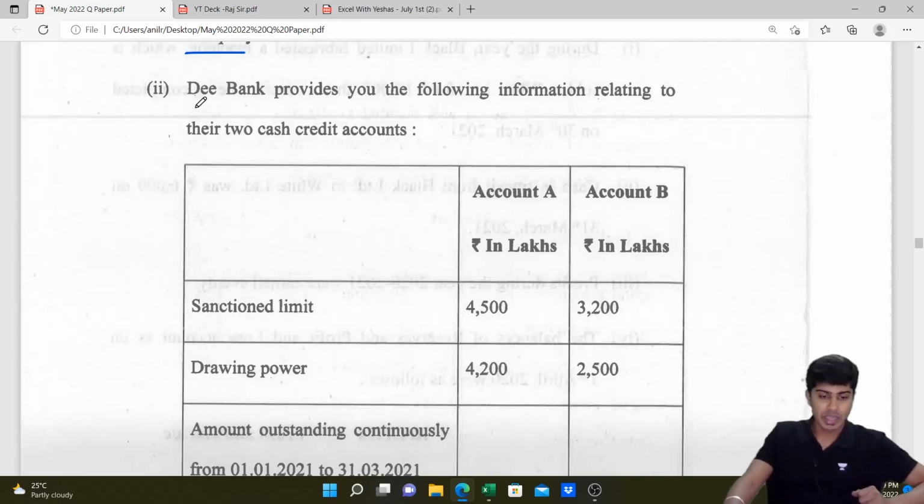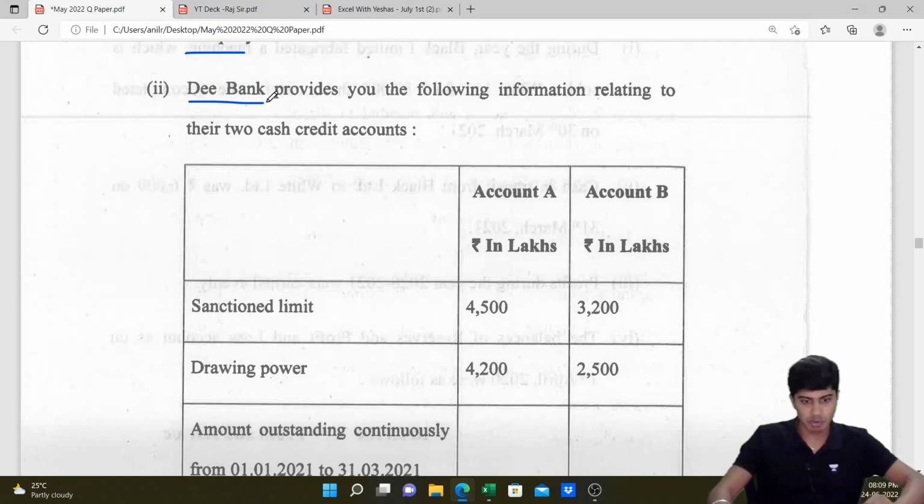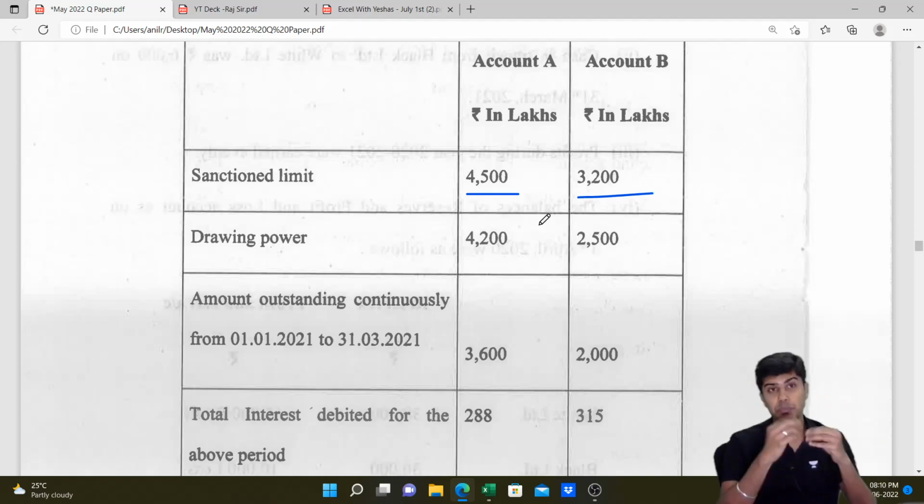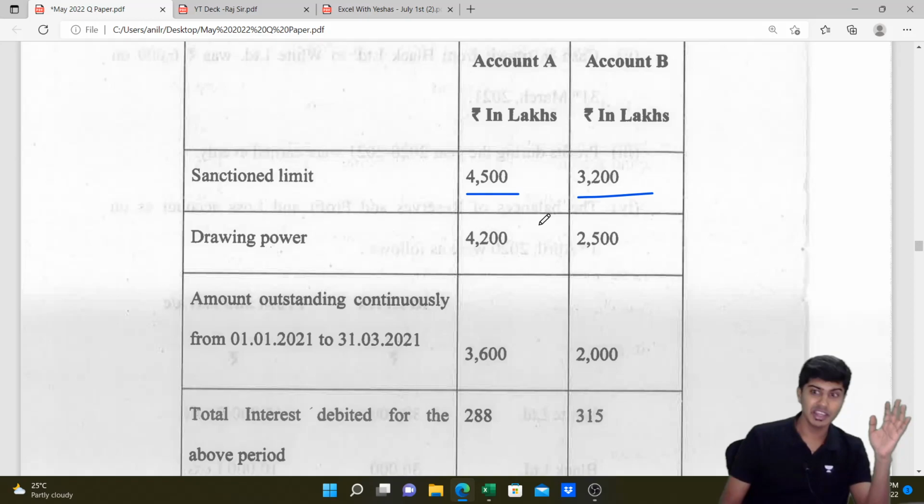So we have D Bank, that's the name of the bank, which provides the following information relating to two cash credits: account A and account B. The sanction limit is 4,500 crores and 3,200 crores. If the amount is withdrawn beyond the sanction limit, it will be NPA straight away. But in this case, they have not withdrawn beyond. Let's see if they have withdrawn beyond or not.